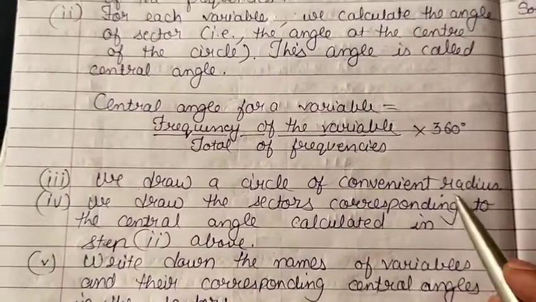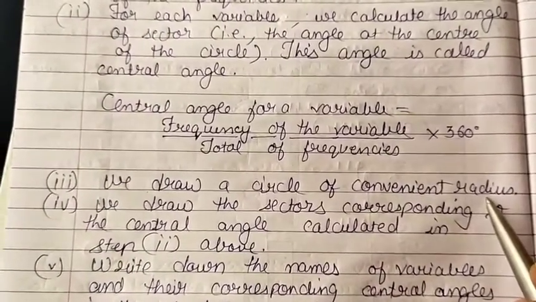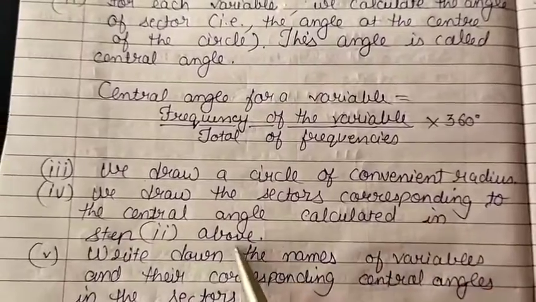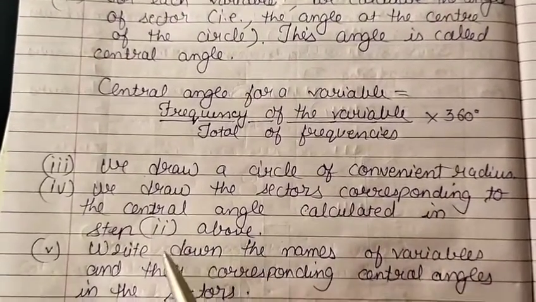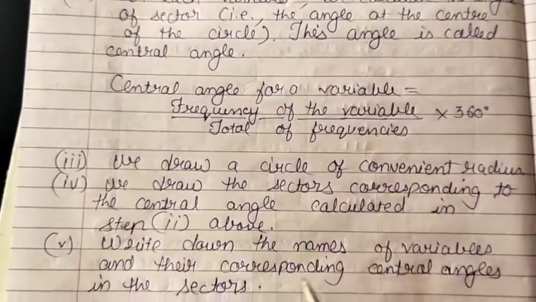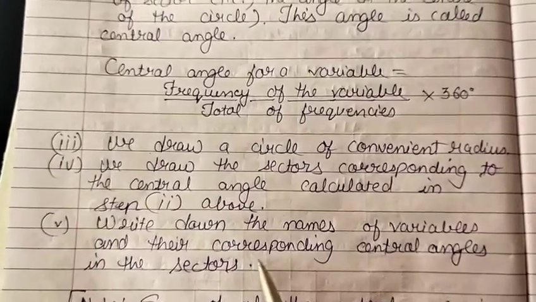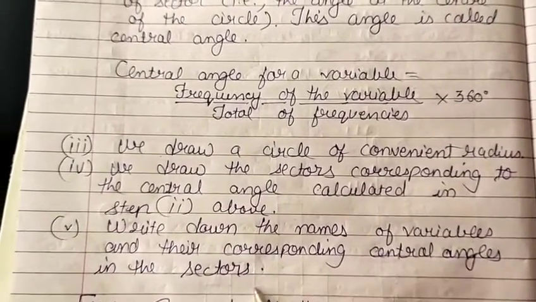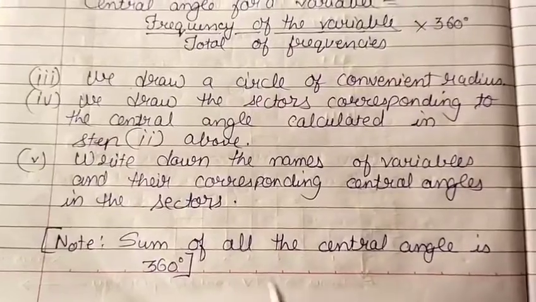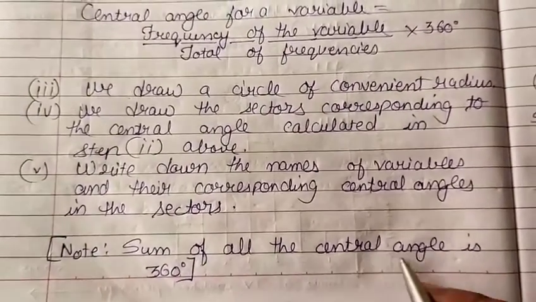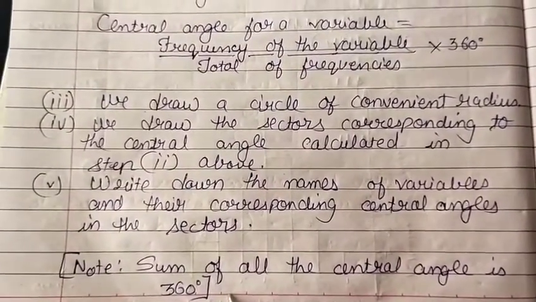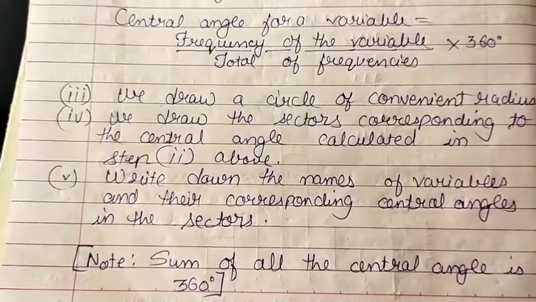We draw a circle of convenient radius. We draw sectors corresponding to the central angles calculated in the step above. Write down the name of the variable and the corresponding central angle in the sector. Whatever the name is given, you have to write. Always remember, the sum of all the central angles is always equal to 360. So let us start our exercise.